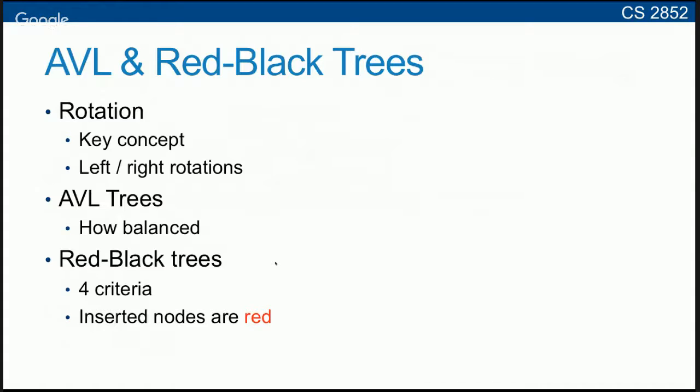Now, you'll want to also remember that AVL trees are as balanced as they can be, and they can potentially be off by one on one or the other sides, whereas red-black trees can be potentially off by two or more, but usually two.